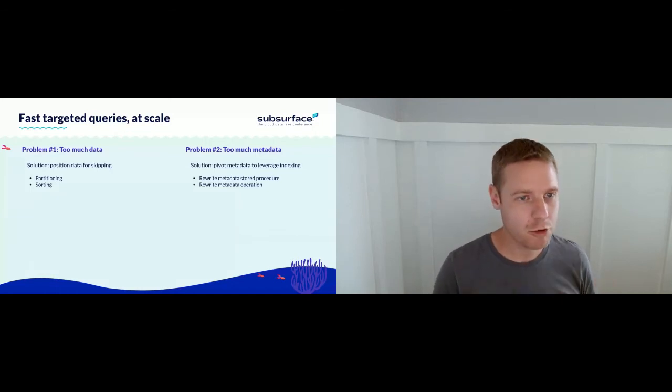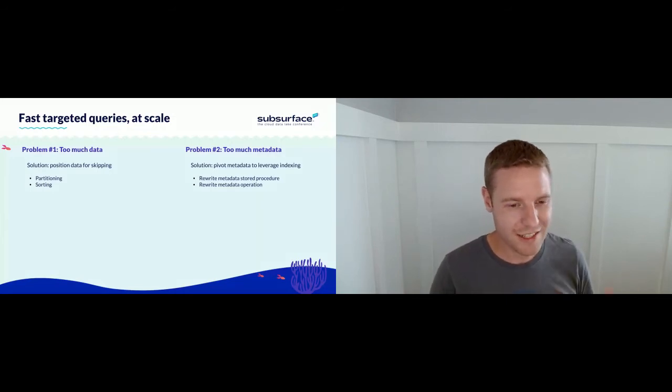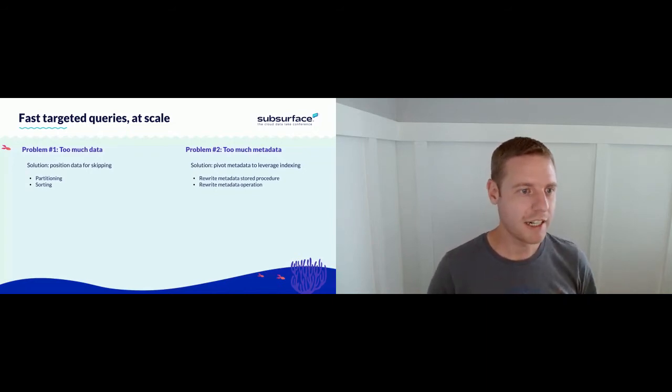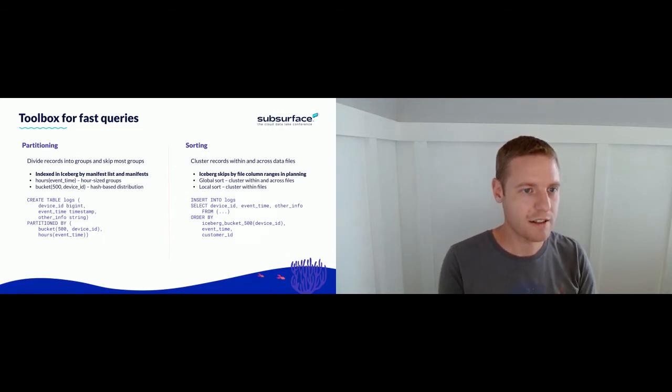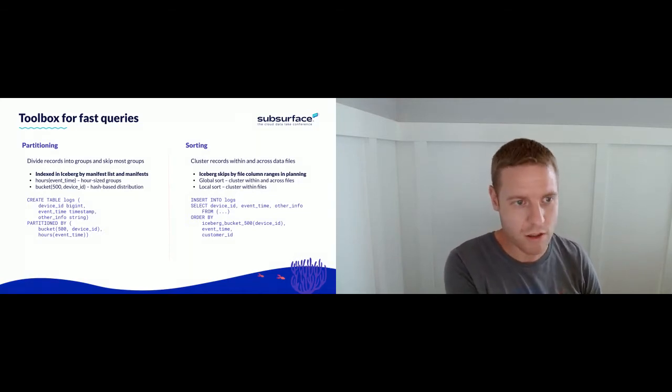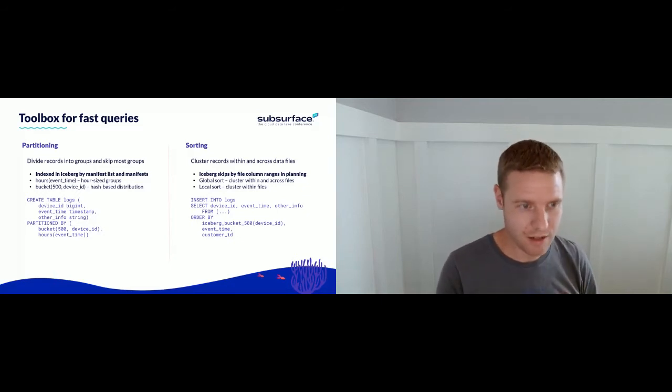So in our toolbox, I mentioned partitioning and sorting, and these address the problems of too much data. The idea behind partitioning is that we just divide records into groups and skip most of those groups. Now in Iceberg, partitions are indexed at multiple layers in the metadata. Data files are tracked by manifests, and those manifests have, for each file, a tuple of information that encodes the partition it belongs to. And then we also index the manifests themselves, or the partition ranges within manifests, at the manifest list level. That's going to come in handy later when we're trying to skip more metadata.